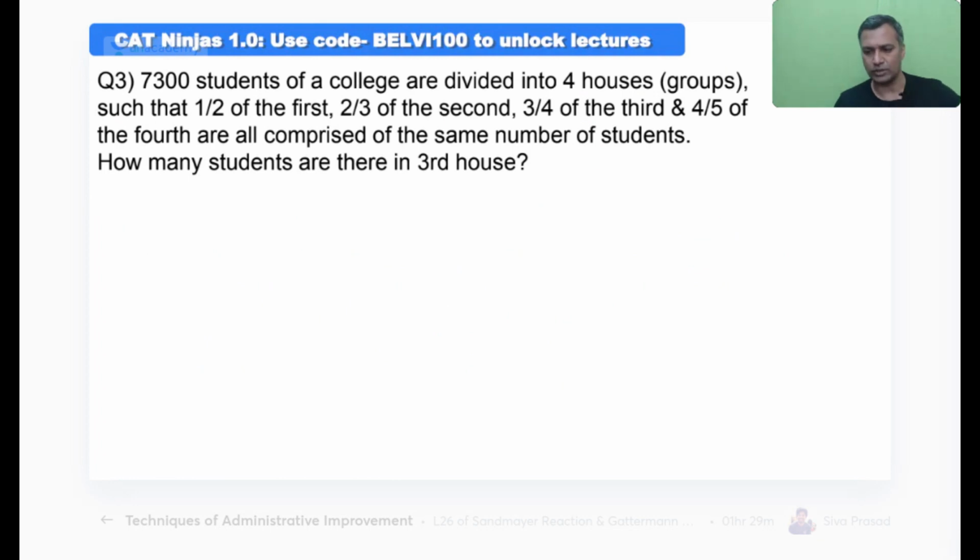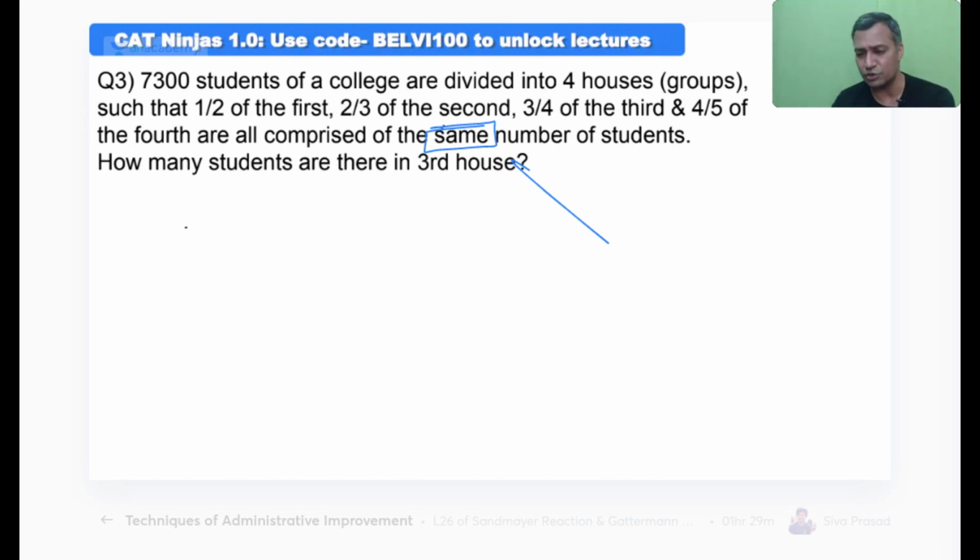Let's take a look at this. 7,300 students of a college are divided into 4 houses. So you will have red house, yellow house, green house, orange house. 4 houses such that half of the first, 2/3 of the second, 3/4 of the third, 4/5 of the fourth house all comprise the same number of students. That word is important. How many students are there in the third house?